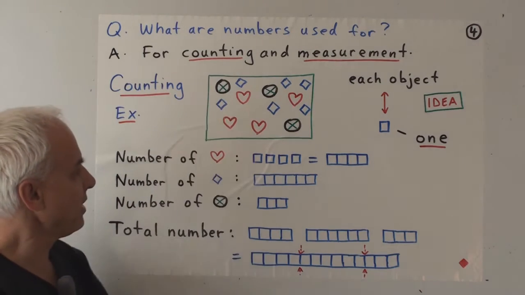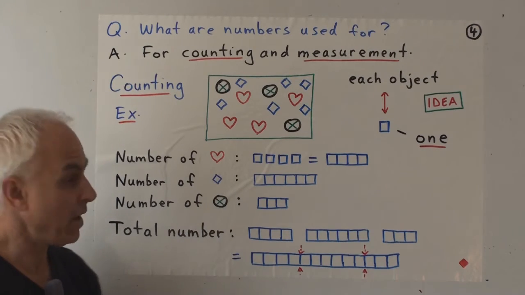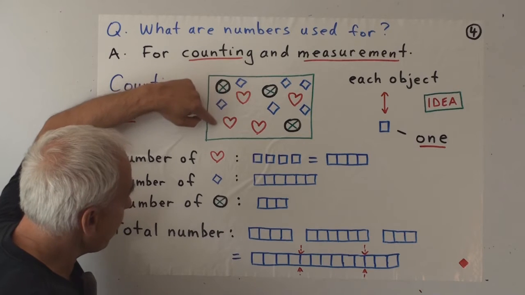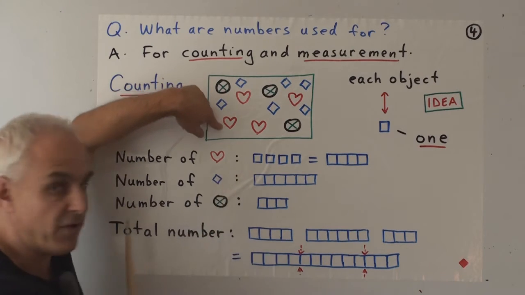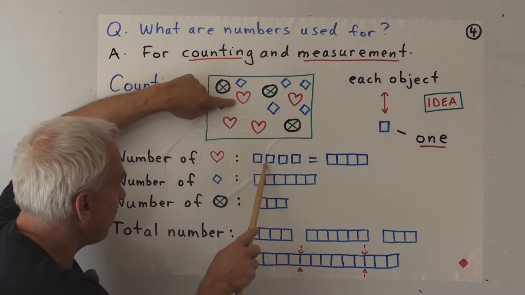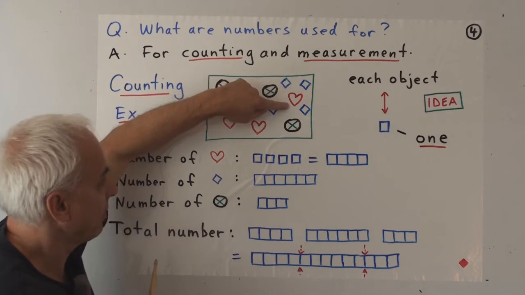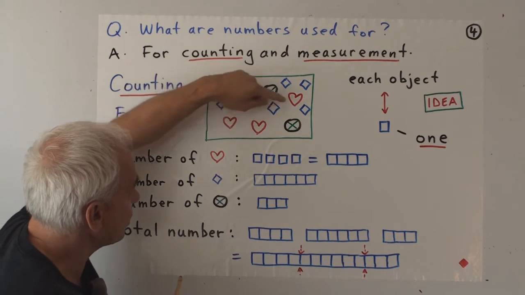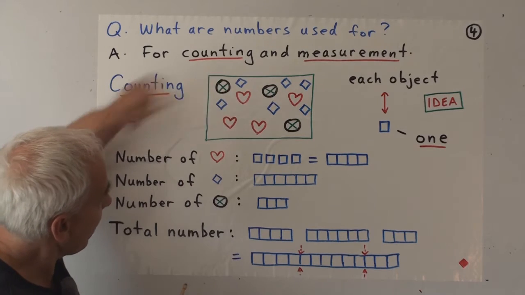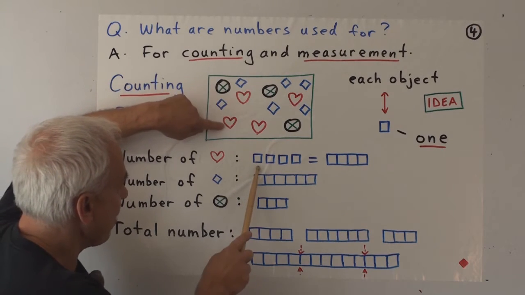All right, so let's count some of the things in this collection. Let's count the number of hearts. How do we do that? Well, we go through the hearts one by one, and for each one of the hearts we put down a cell. So let's say for that one we make a cell. For this one we make a cell, this one we make a cell, and this one we make a cell. We check that we've gone through each of the hearts exactly once. We haven't gone over any one twice, and we haven't left out any hearts. So there's a cell for every heart.